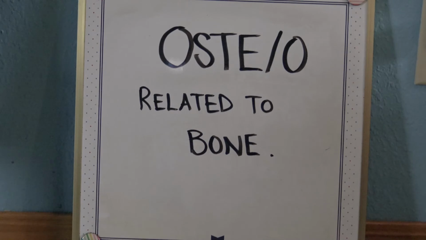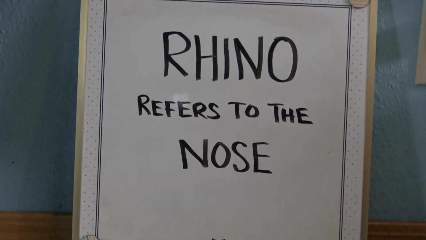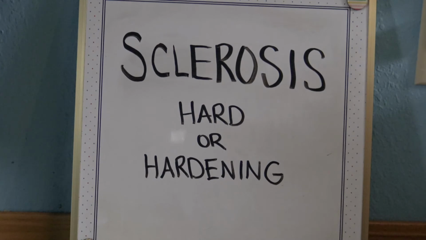Oste. Oste or osteo, that is related to bone or bones. Pulmon. Pulmon refers to lungs. Rhino. Rhino refers to the nose. Sclerosis. Sclerosis means hard or hardening.